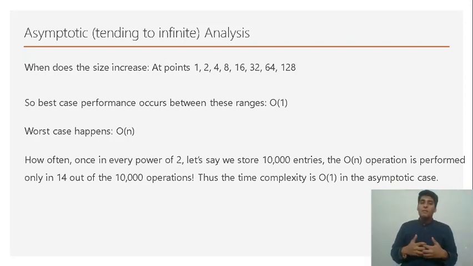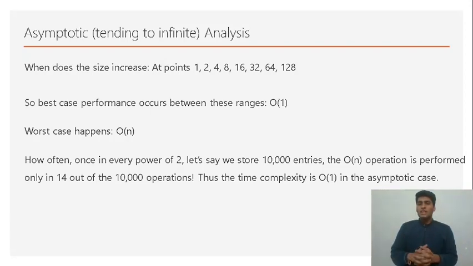So the best case performance occurs between these ranges. So when the 13th or the 14th element or the 18th element is pushed, it is just written into that space, which is an order of 1 complexity. But the worst case is when at these numbers 2, 4, 8, 16, etc., the vector size has to double and we have to copy all these elements over. This is an order of n complexity.